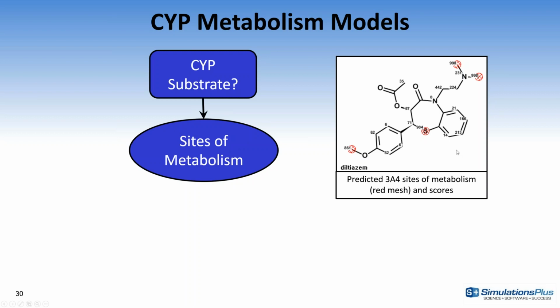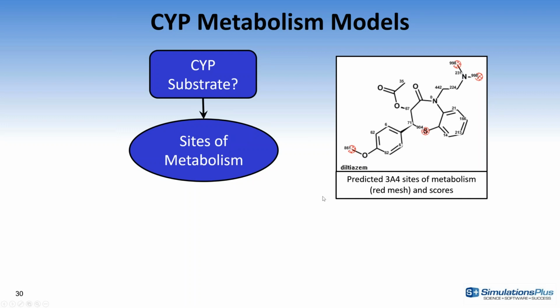So we would then go back and analyze each one of these scores, and we would flag the compounds with the highest score. These red mesh circles identify the sites of metabolism that are predicted by the model, and then these are non-sites. So this score here, 442, it's getting there, but it's not quite as high as this 861. Say if it was 700, then we might mark that as a site of metabolism.